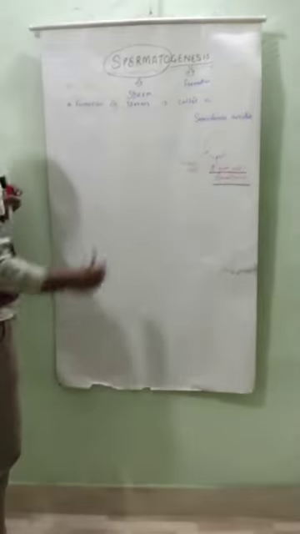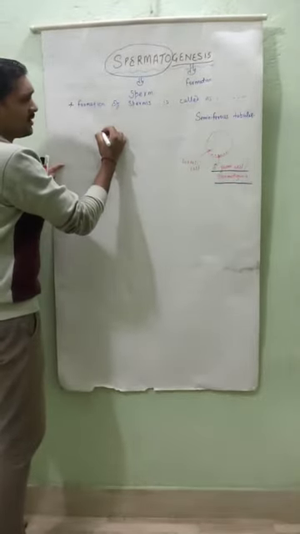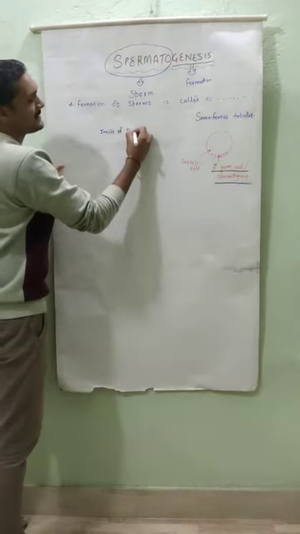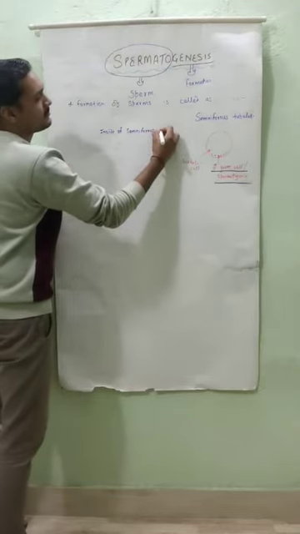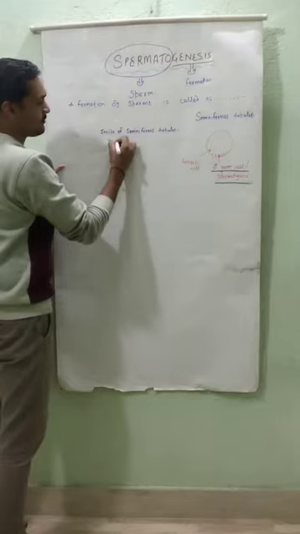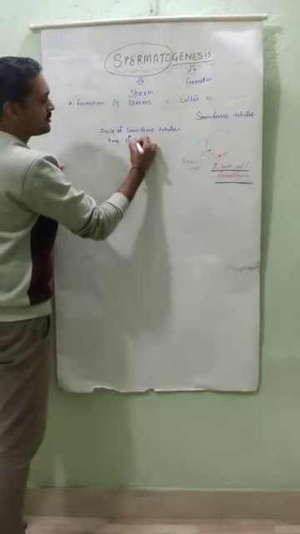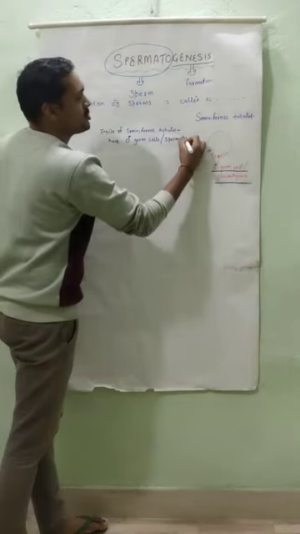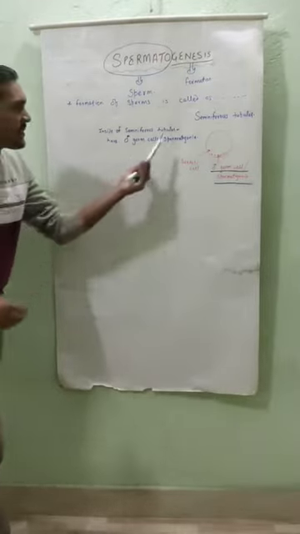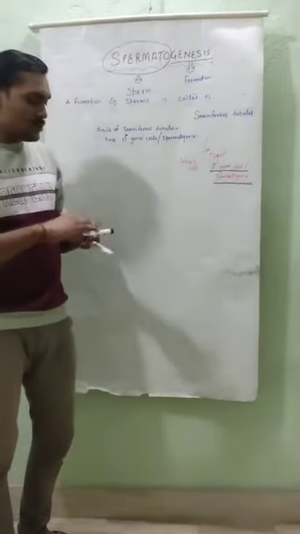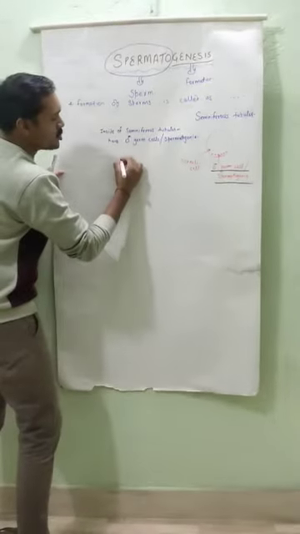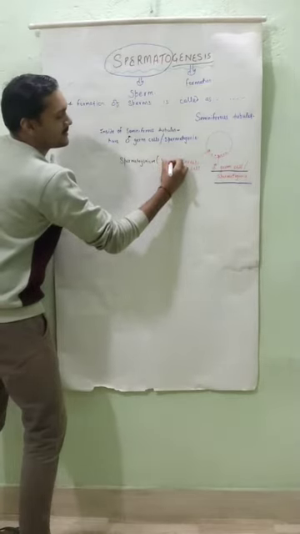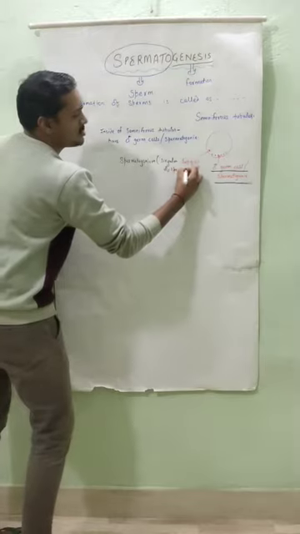You can write here: inside the seminiferous tubules are male germ cells or spermatogonia. Now spermatogonia is a plural word. The singular of spermatogonia is spermatogonium.